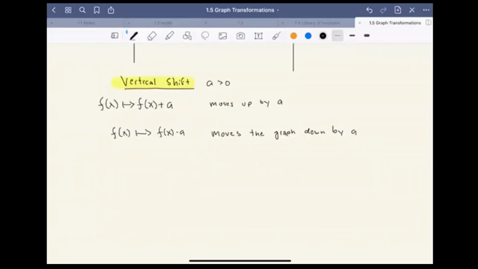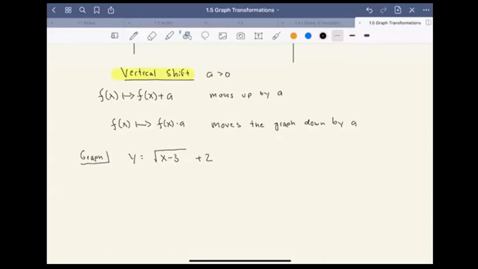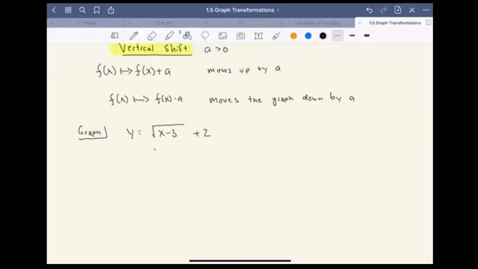we had in the previous page, okay, to get something a little more interesting. Okay, so let's take, for example, let's graph y equals the square root of x minus 3 plus 2. Okay, takes a second, sorry for the delay. So, give myself a coordinate axes.